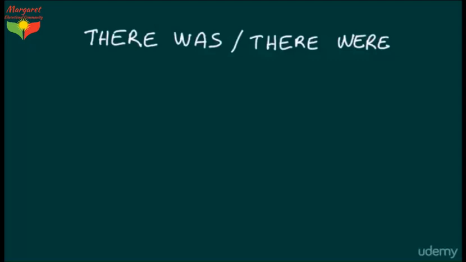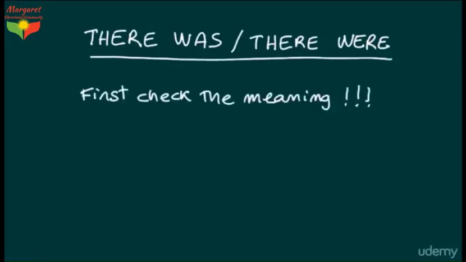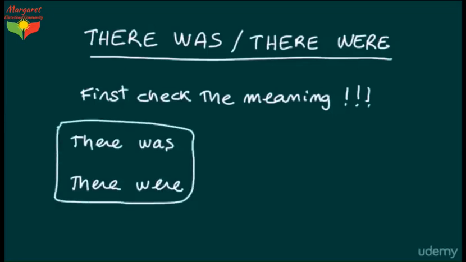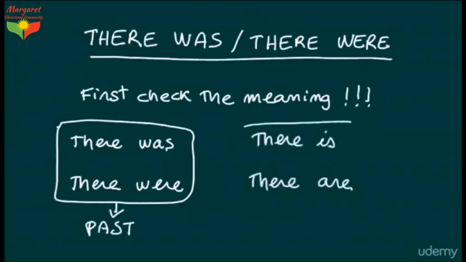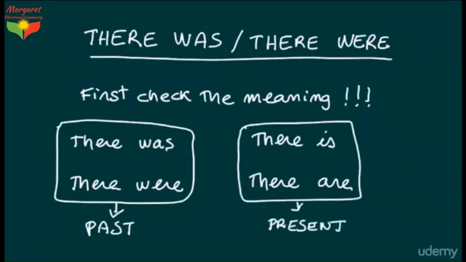There was, there were. This video is going to tell you how to use there was or there were, that is very similar to the there is, there are video. First, check the vocabulary, the meaning of there was, there were. It means the same as there is and there are, but in the past, and we use them in the same way we use there is, there are, but to refer to it in the past.